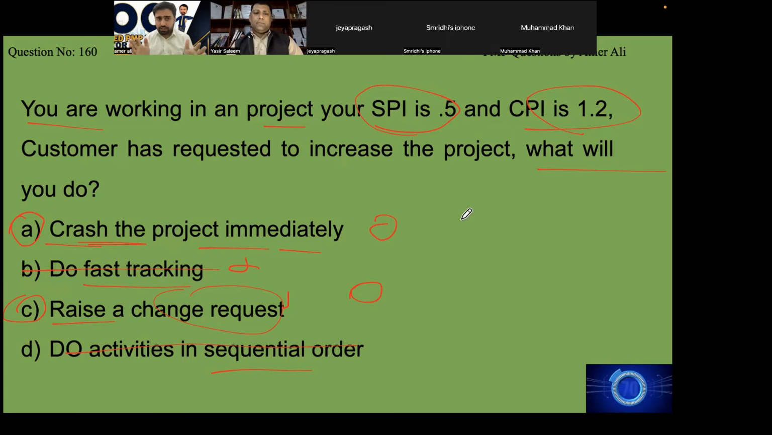And this is the normal case of PMP. You are left with two right answers. You need to choose one option. Crash the project immediately, or raise the change request. In order to crash, you need to add resources, and you need to raise the change request. So the first thing that you have to do is raise the change request. C is the right answer.